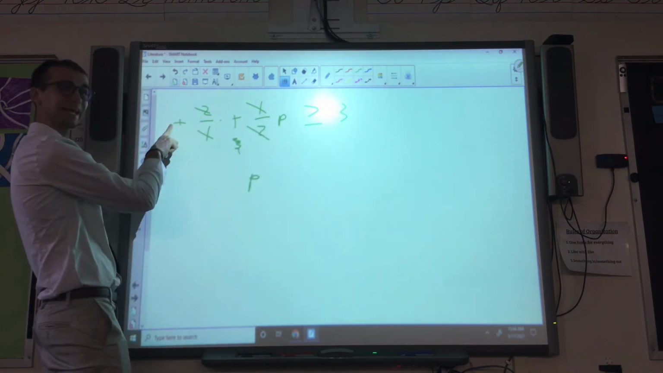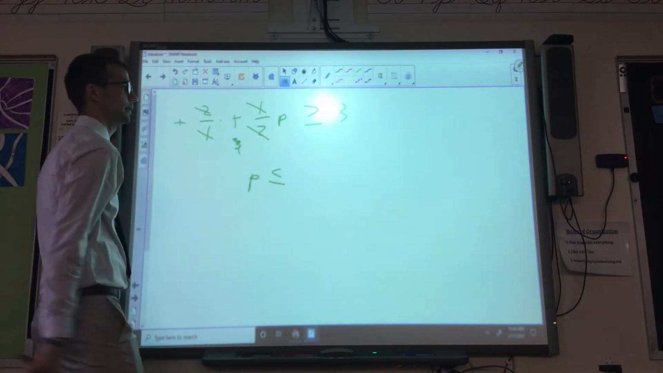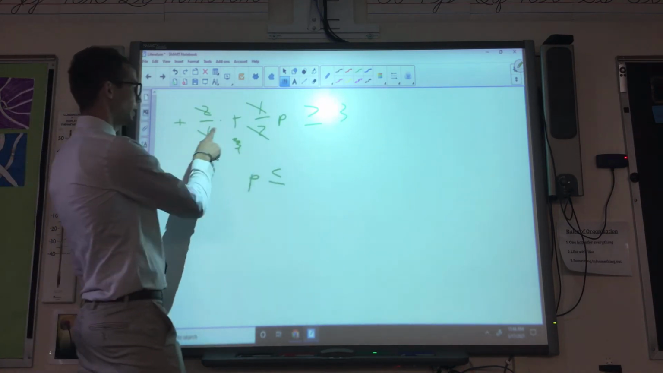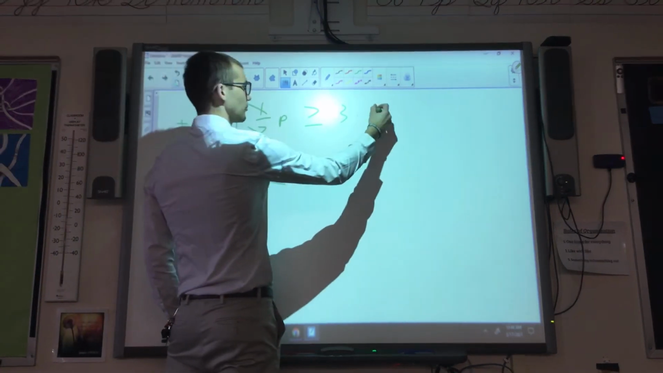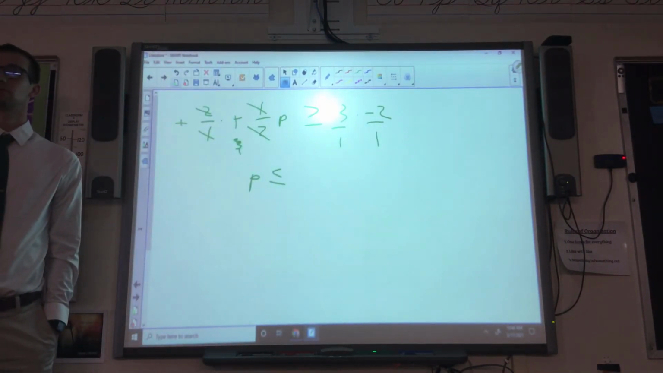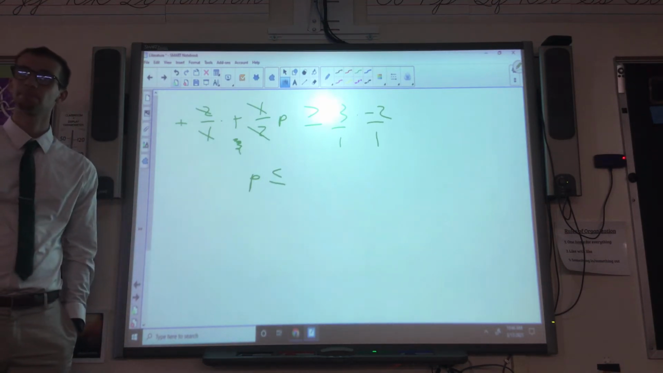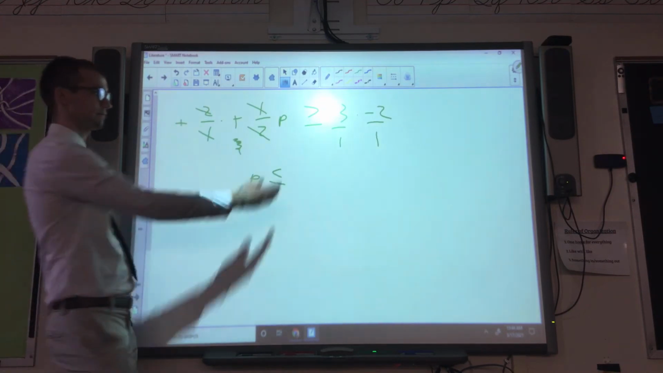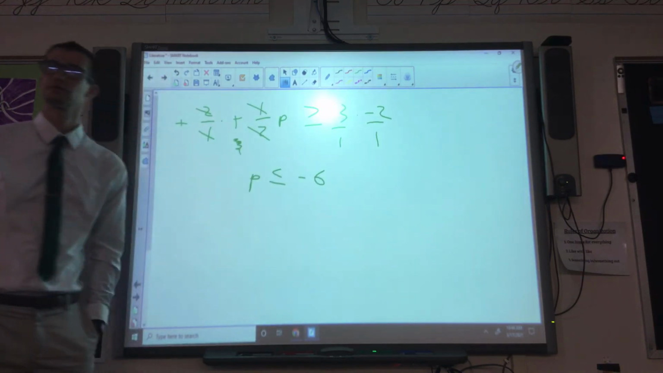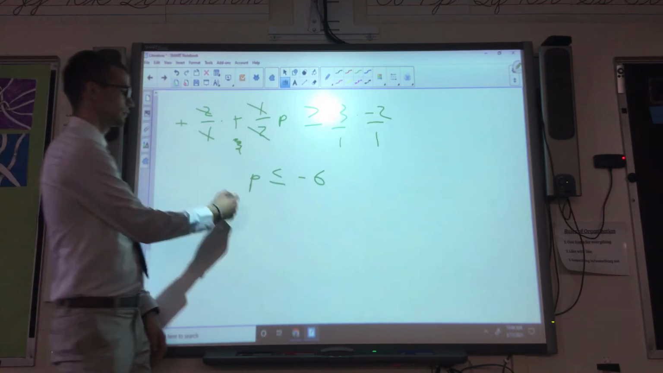But since I multiplied by a negative number, I have to do what? Flip it. You do the switcheroo thingy. I multiply by a negative 2 over 1, and I get what on the right? 3 times negative 2 is negative 6. Don't do 1 over 1. Just negative 6, because the ones on the bottom don't do anything.